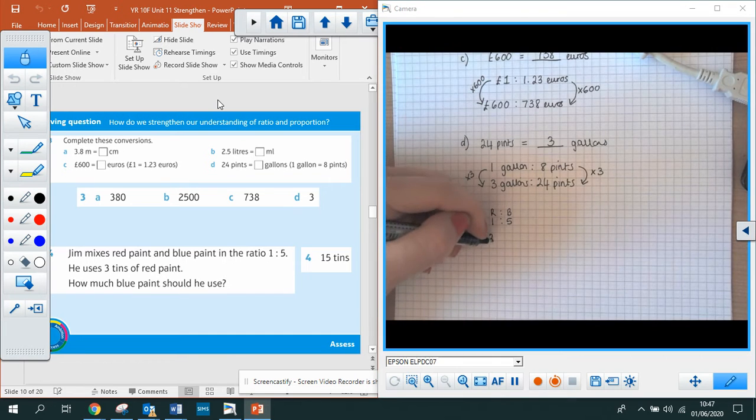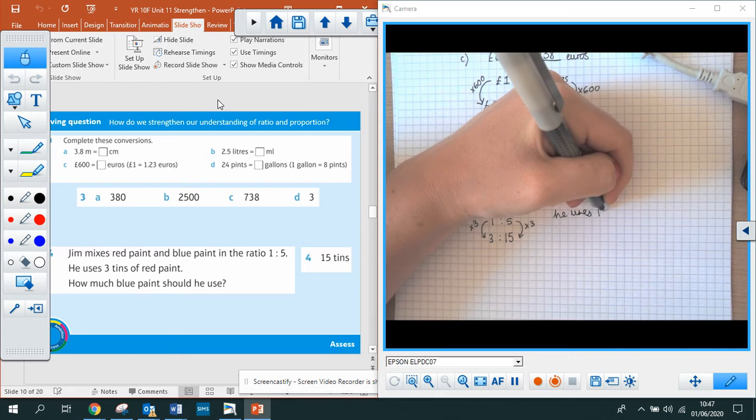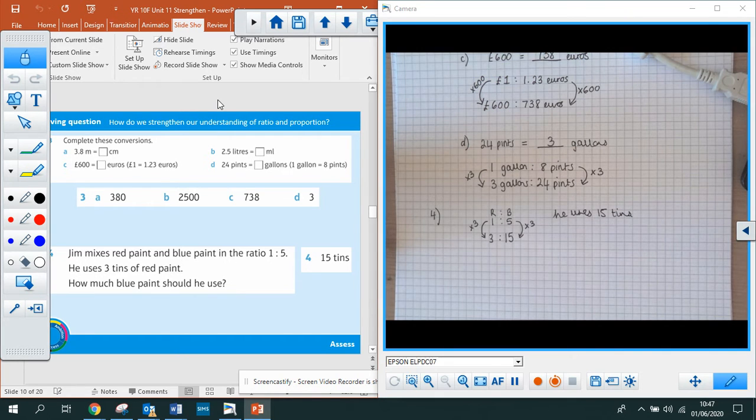Well, he uses 3 tins of red. So it's the same method. How do I get from 1 to 3? Well, I multiply by 3. Therefore, I'm going to multiply 5 by 3 to find out how many blue. And 5 times 3 is 15. So he uses 15 tins. Okay? And that's your final answer there.